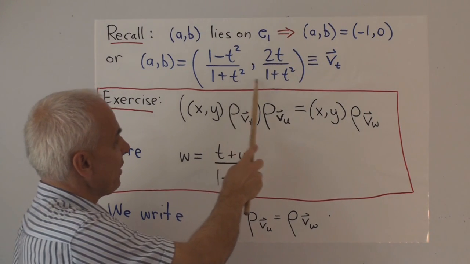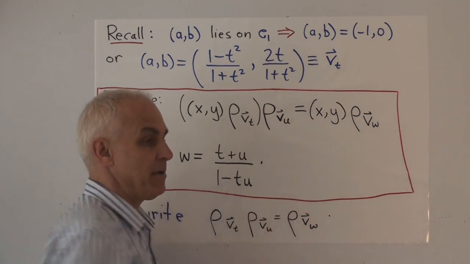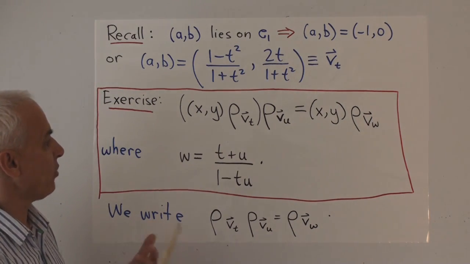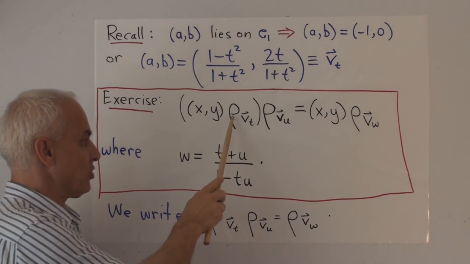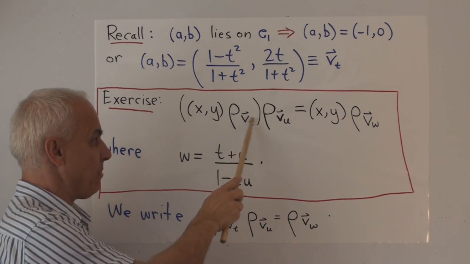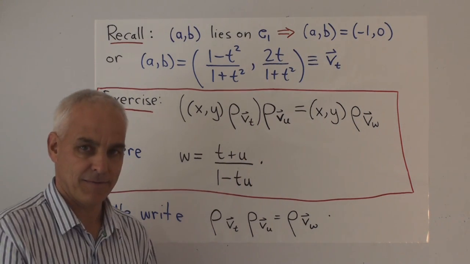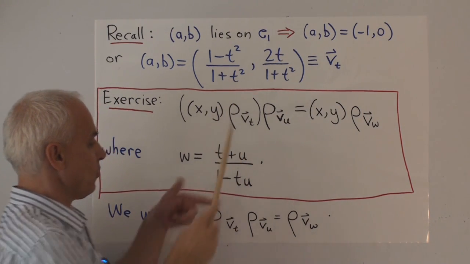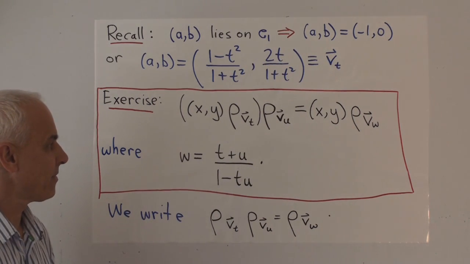So let's introduce a shorthand for this. Let's say that this vector, we'll write it now as v sub t. So our rotation by this vector AB, which we usually called rho AB before, we can now write as rho sub vt. Okay? It's the rotation that sends 1, 0 to this particular point on the unit circle.